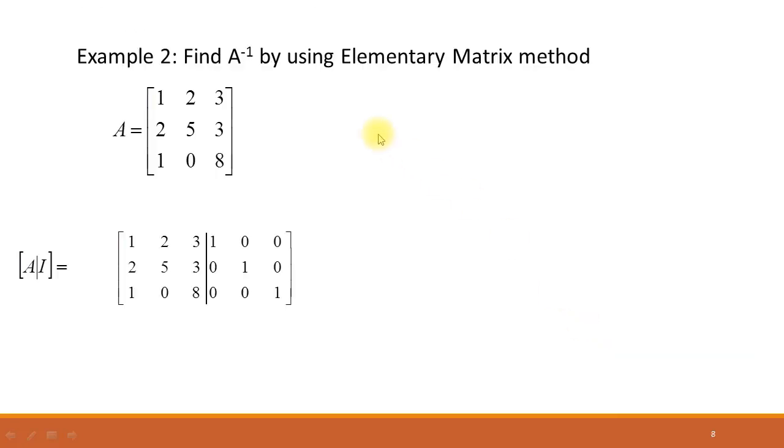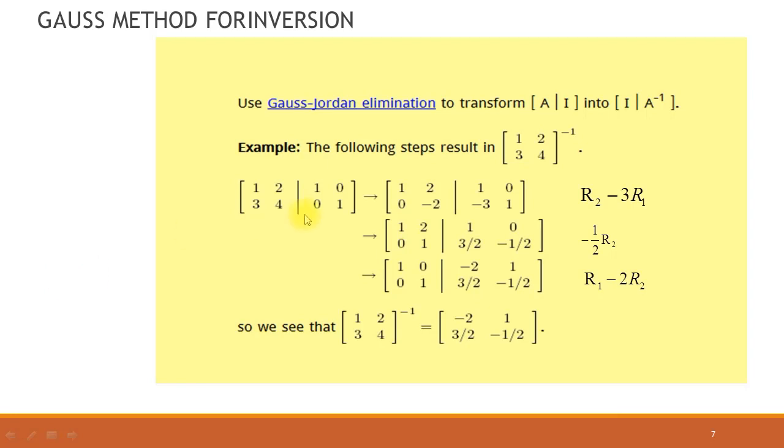Now let's move on to another example, to find the inverse of a 3 by 3 matrix by using the elementary matrix method. The elementary matrix method means to transform [A | I] into [I | A inverse]. Like in this slide, to transform the augmented matrix [A | I] into [I | A inverse], we can obtain this form by using some elementary row operations.